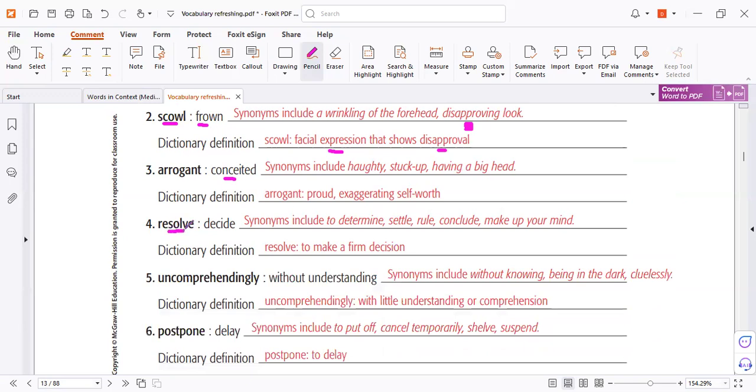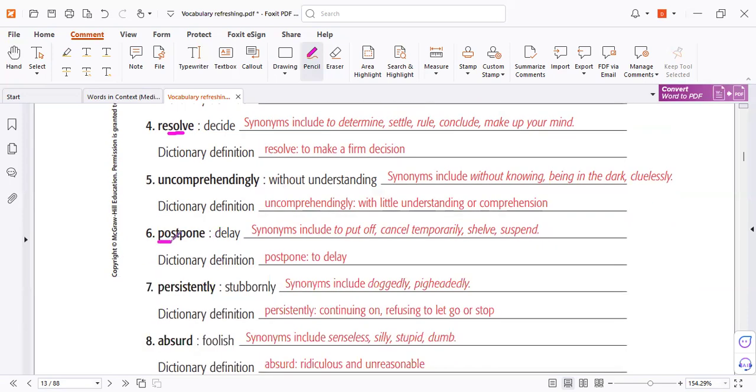Resolve. If you resolve a problem, you decide to solve it. You make a decision. Very easy. Here, post in Latin means to delay. And you know post: to postpone, you delay something. And the prefix post already means after. So you will do something after its time.